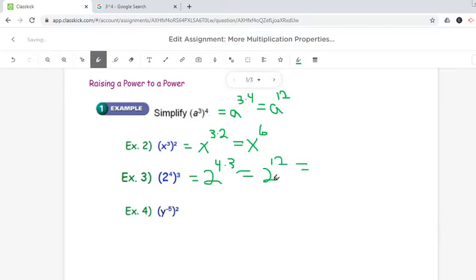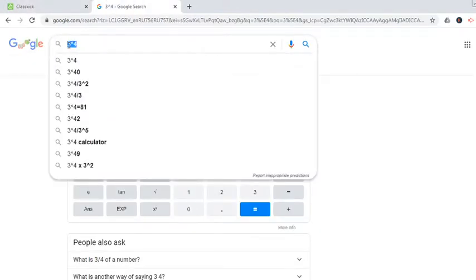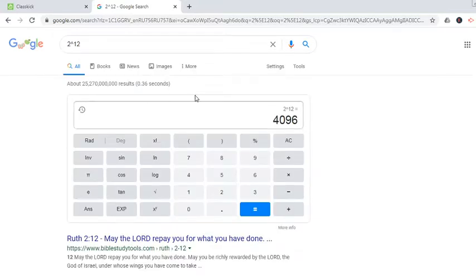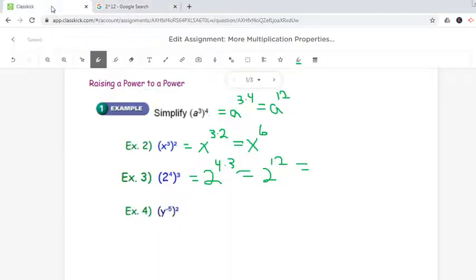And we can simplify further because 2 to the 12th, let's see what that is. 2 to the 12th is 4,096. Okay.